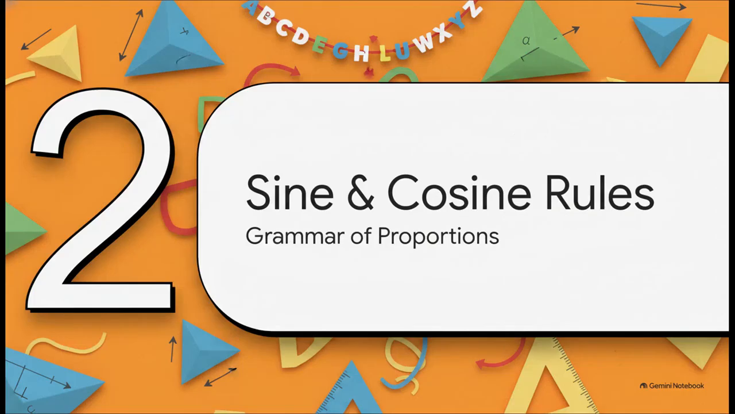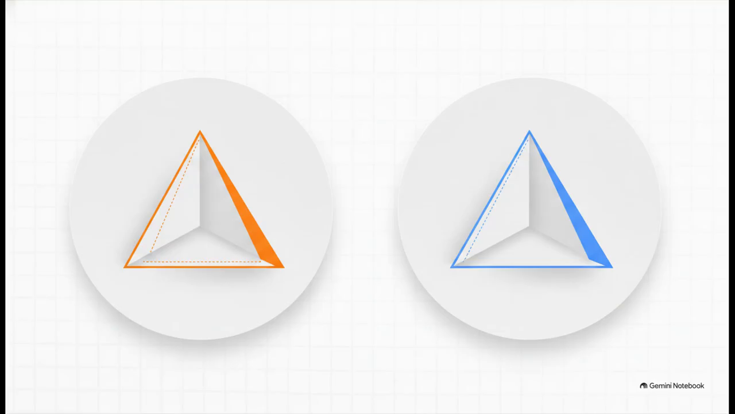Moving right along to section 2, sine and cosine rules, or what we can think of as the grammar of proportions and corrections. The sine rule simply states that a side divided by the sine of its opposite angle is always the same proportion across the entire triangle. Think of it like this. A side and its opposite angle are a matching pair. If you imagine building a triangle inside a circle, the bigger an angle gets, well, the bigger the opposite side has to become to close the gap. Big angles demand big opposite sides, small angles demand small opposite sides.